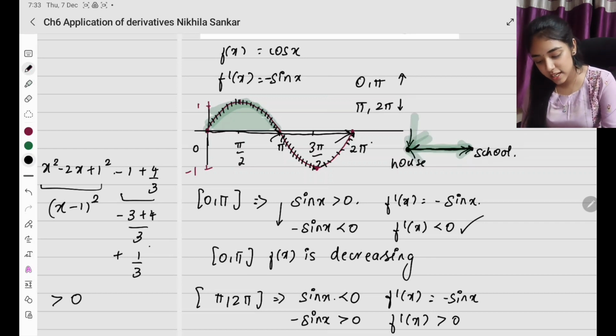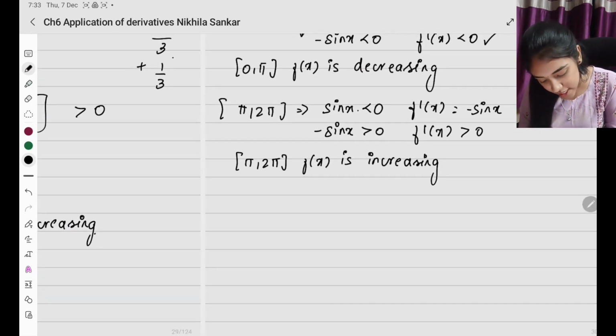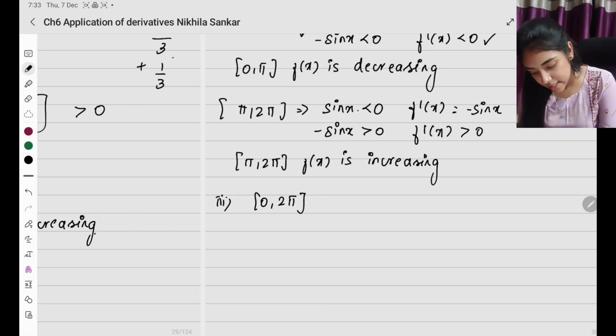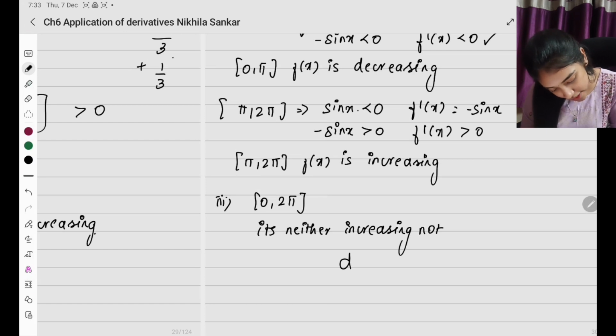Which means you're still at the same place. So it is neither increasing nor decreasing. Okay, so third subsection, from 0 to 2 pi, since it's coming back to the same place, it's neither increasing nor decreasing. So this is from the first two subsections.